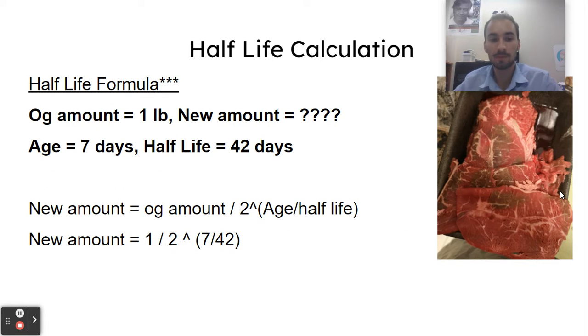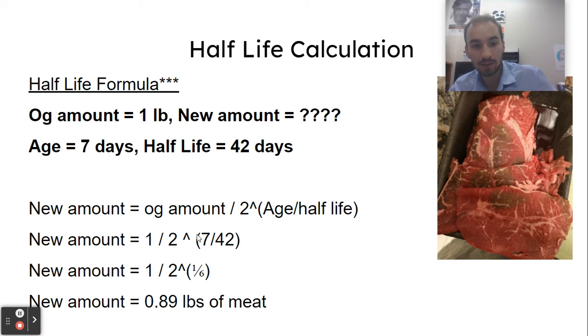If you did it right, the new amount, we don't know, but we do know that it was 1 pound when we bought it, and then it's 7 days old, and then the half-life's 42 days. So you do 1 pound divided by 2 to the power of 7 days divided by 42 days. If you do it right, you could reduce a fraction. You don't have to. And if you put it in your calculator right, you get 0.89 pounds of meat. That's how much of the original meat is still left.